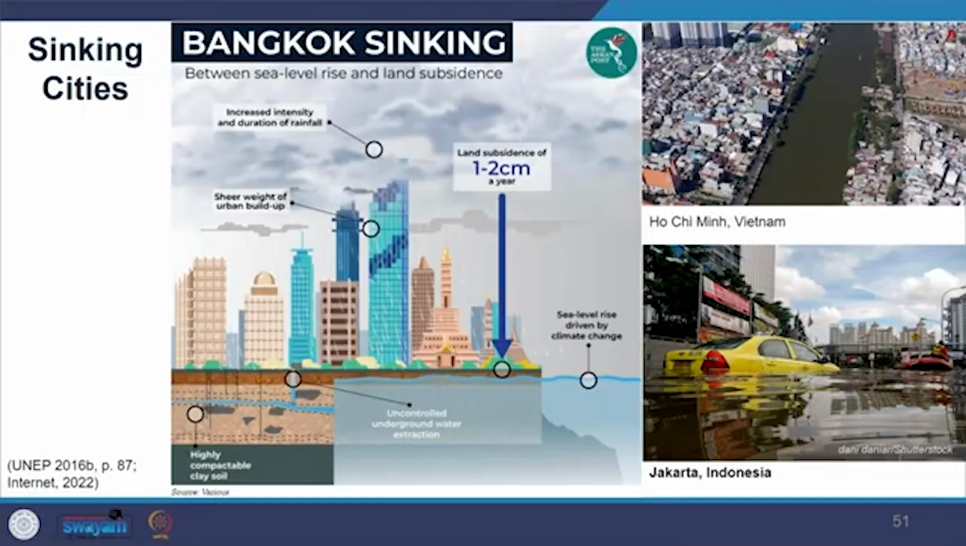It is also reported that because of excessive groundwater abstraction, there is sinking of the land area in coastal cities, such as Bangkok, Ho Chi Minh City, Jakarta, Manila. I've provided you a link for that. You can see the image here of Bangkok, how the sinking of the city is taking place. And other cities you can see from the suggested watch and readings.